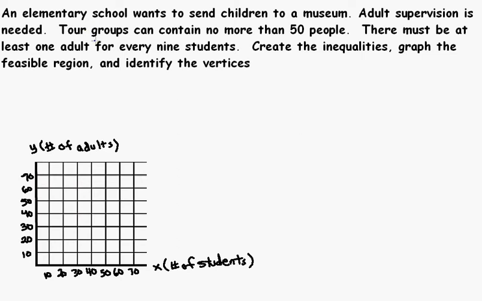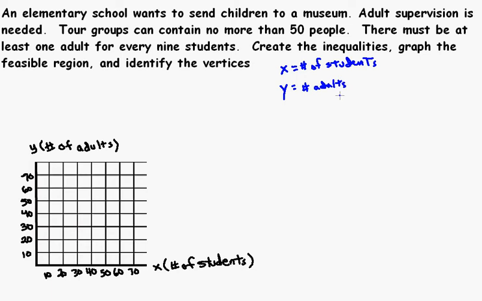First step is to identify the variables. The two objects that we're working with in this problem are students and adults. So we're going to let X represent the number of students and we're going to let Y represent the number of adults.